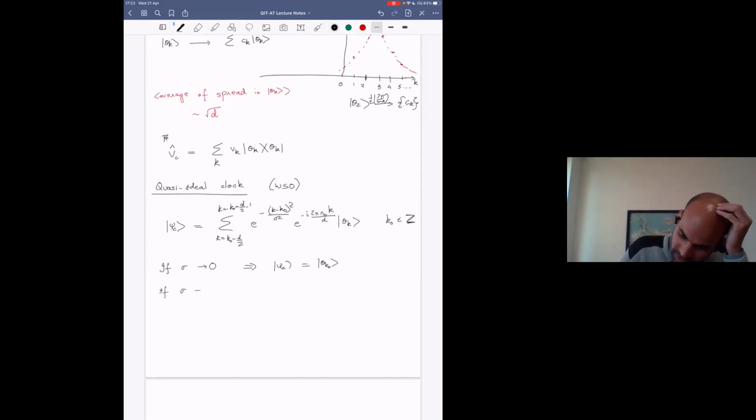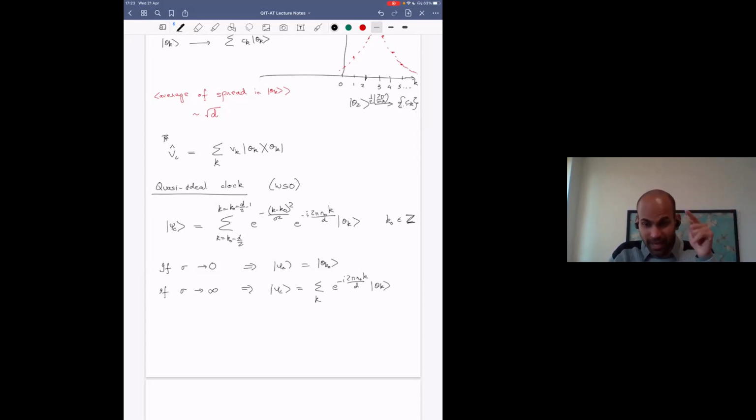And if sigma tends to infinity, so that this Gaussian factor is the same for all of them, then I would get psi_c equal to the sum over k of e to the minus i 2 pi n_0 k over d theta_k.